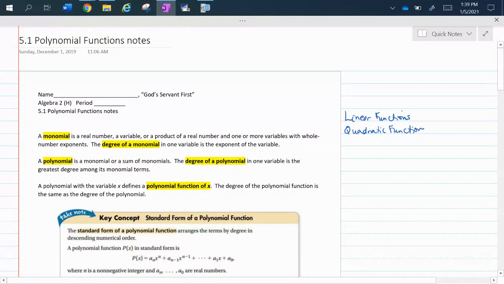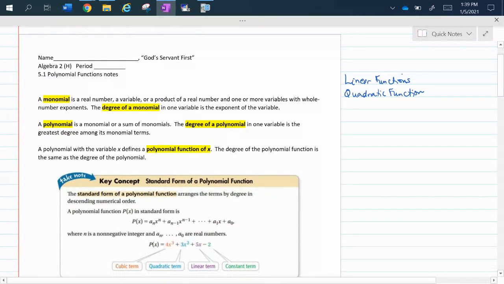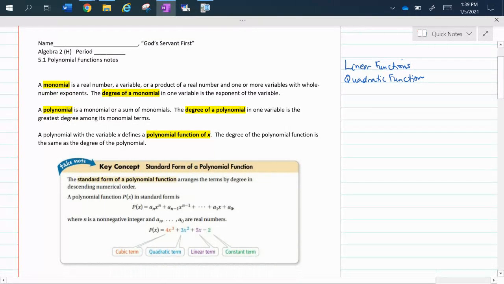So now we're going to look at other types of polynomial functions that have a little bit higher degree, another thing we'll talk about today. So let's start with some basic terminology. We'll start with a monomial. A monomial is a real number or a variable or the product of a real number and one or more variables with whole number exponents. The degree of a monomial in one variable is the exponent of the variable.